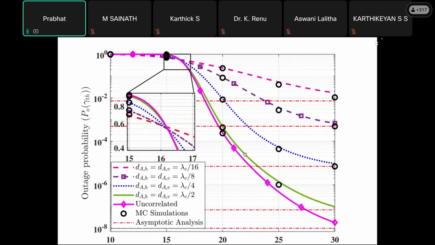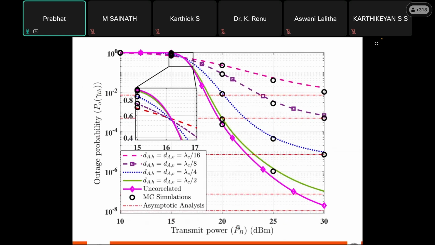Then we explored the effect of spatial correlation between two RIS elements. For element separations of lambda by 16, lambda by 8, lambda by 4, and lambda by 2, we have plotted the outage probability versus the transmit power of user B. One thing we can see is that there is a crossover in the outage probability at a certain value of PB, right?